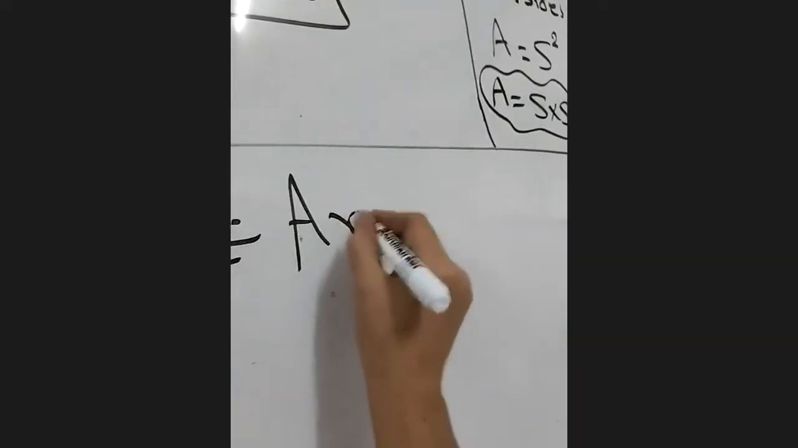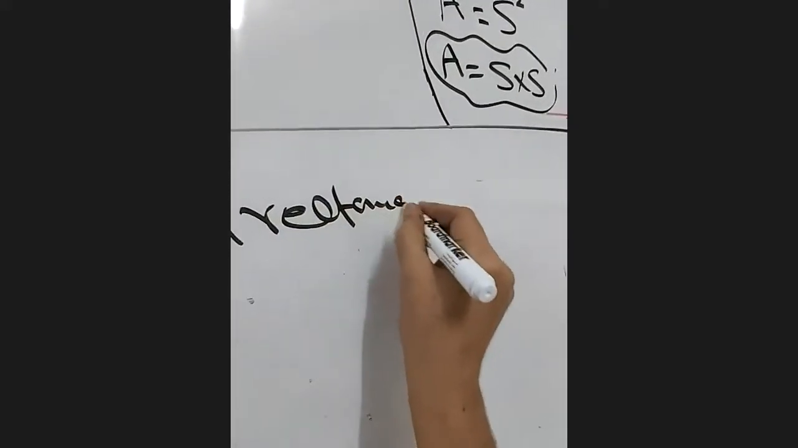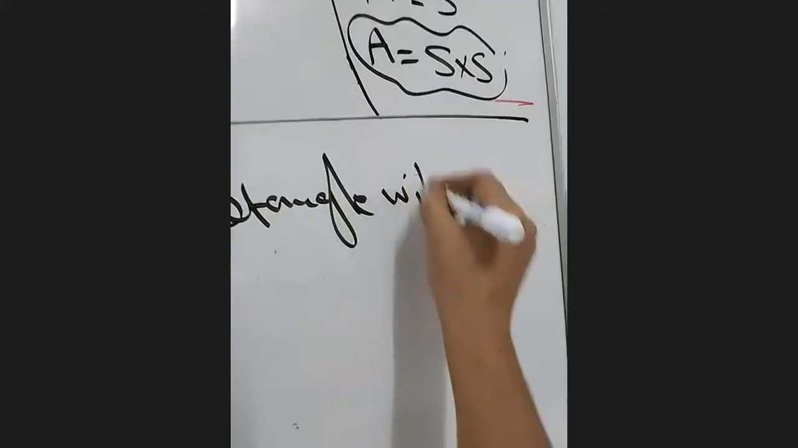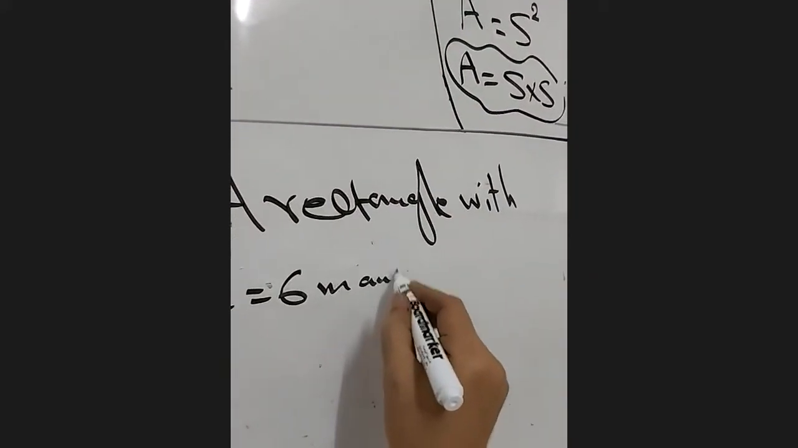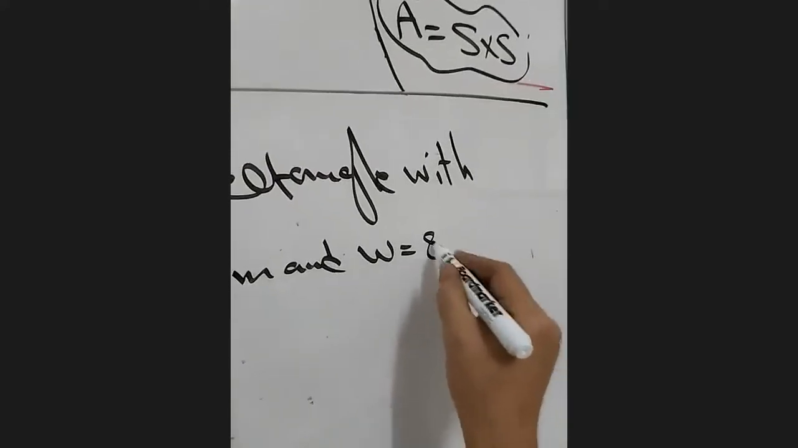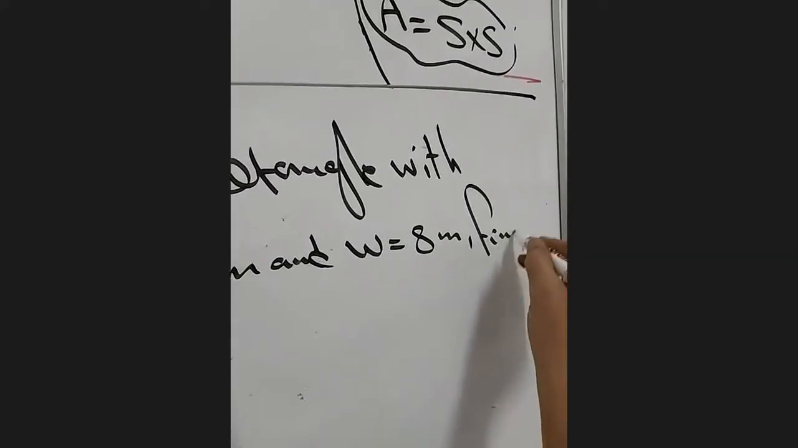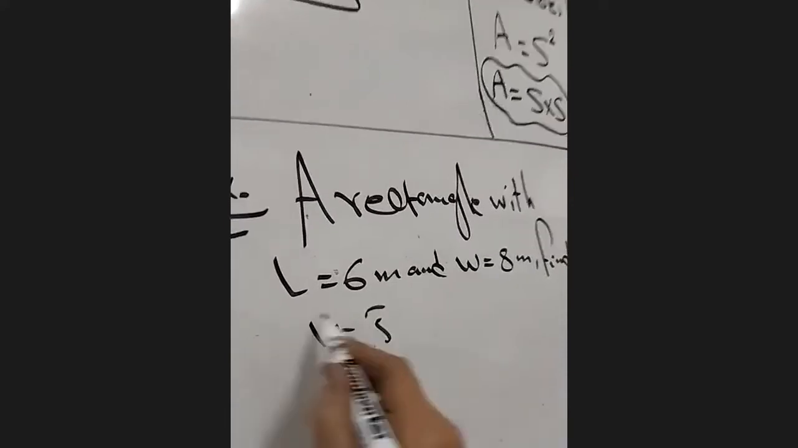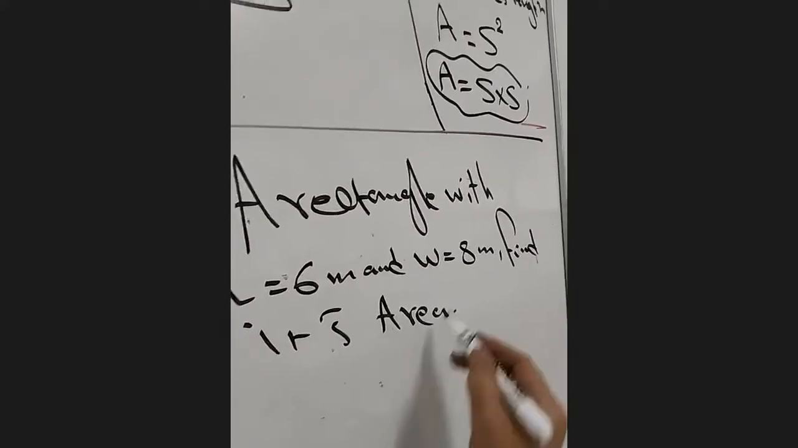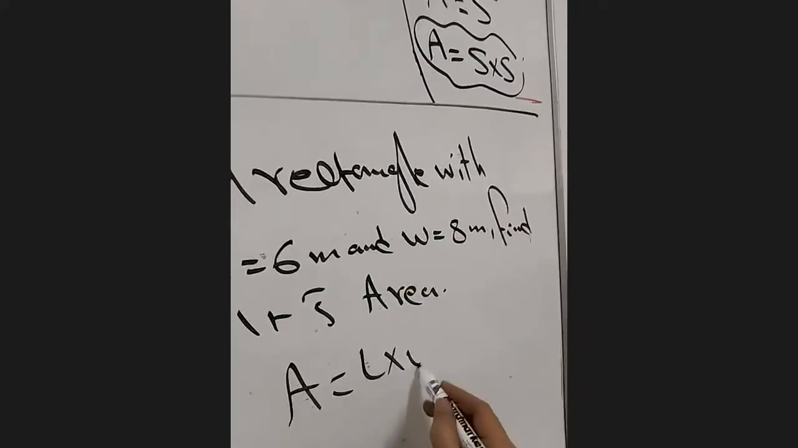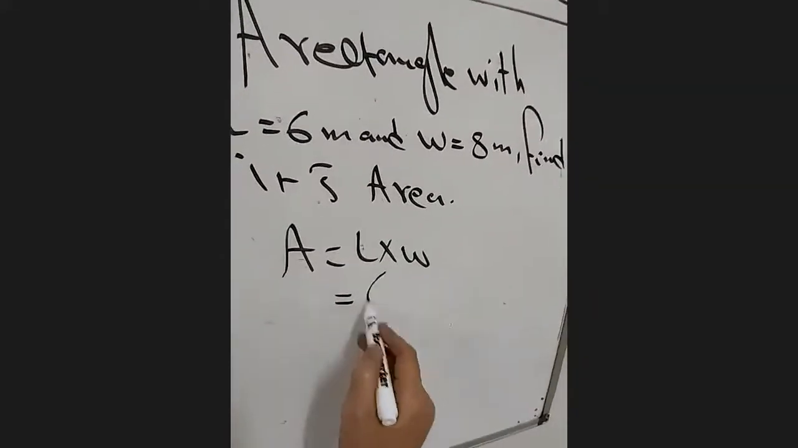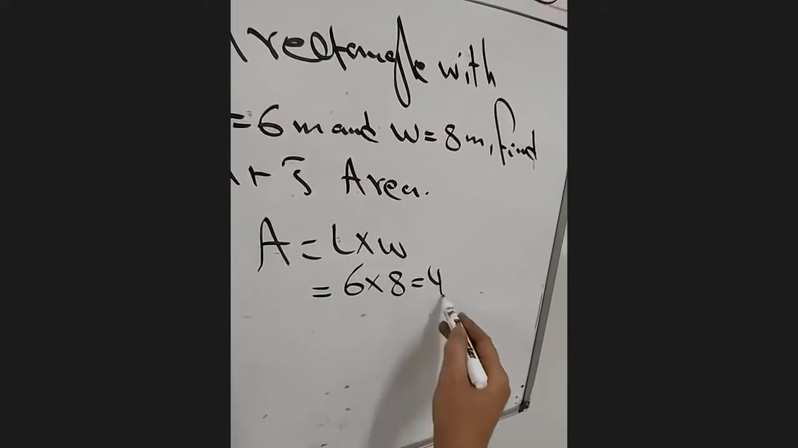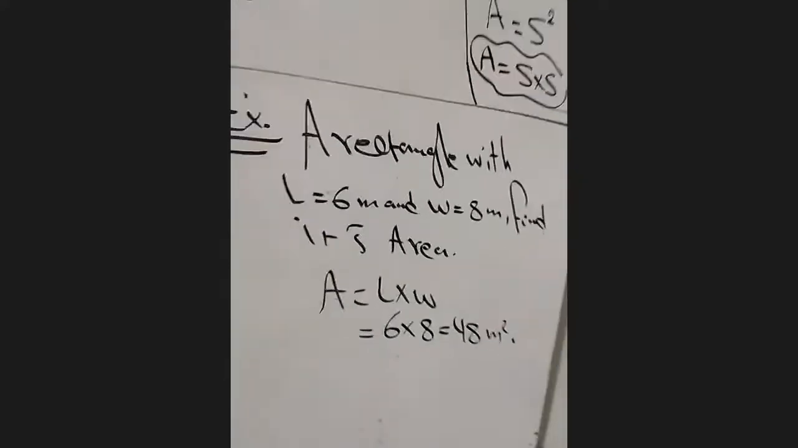For example, a rectangle with length equal 6 meter and width equal 8 meter. Find its area. Equal length times width, the formula. Apply it. Length is 6, width is 8, 48 meter to the power of 2.